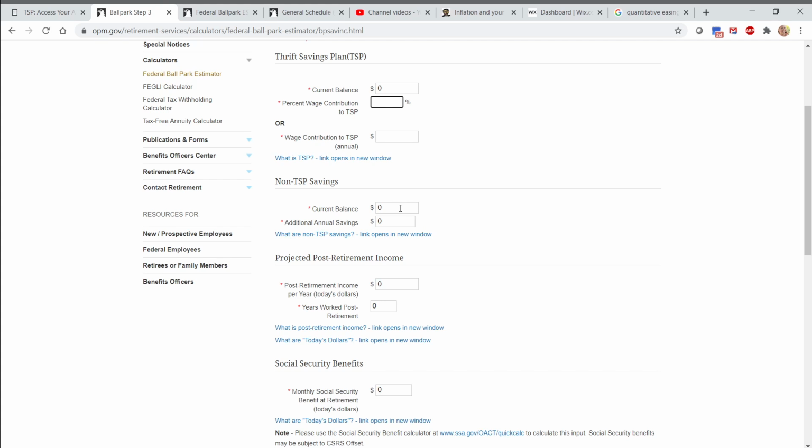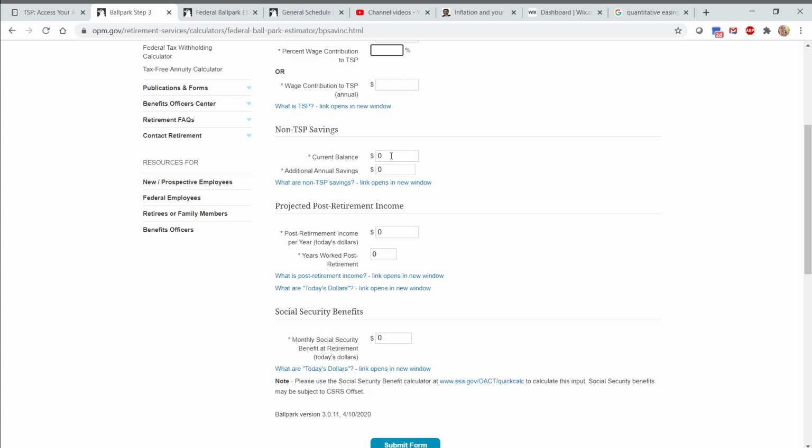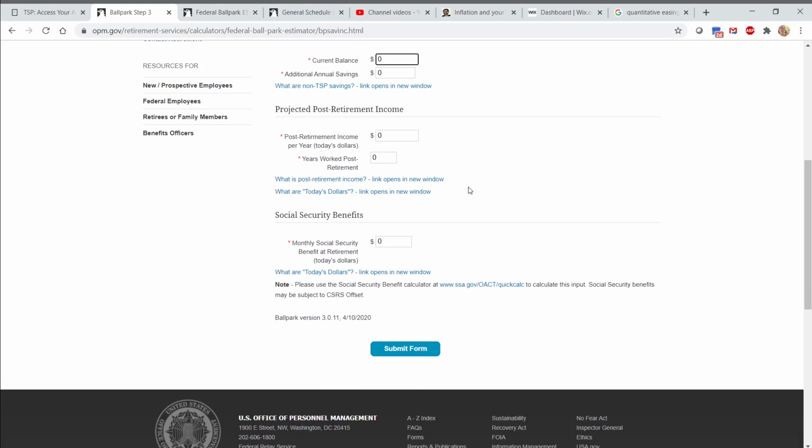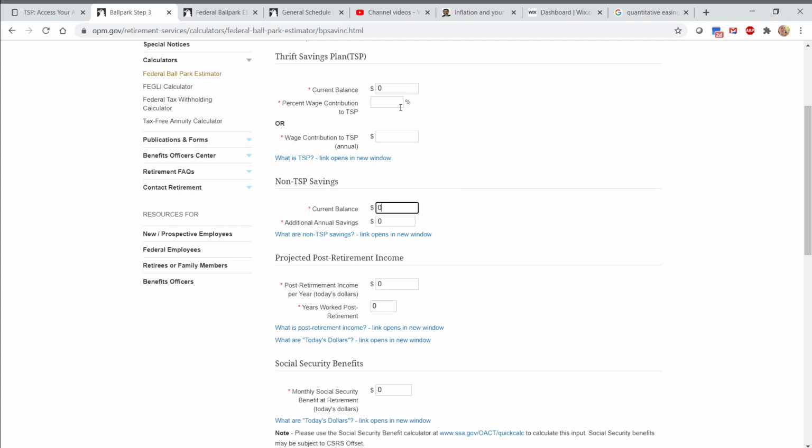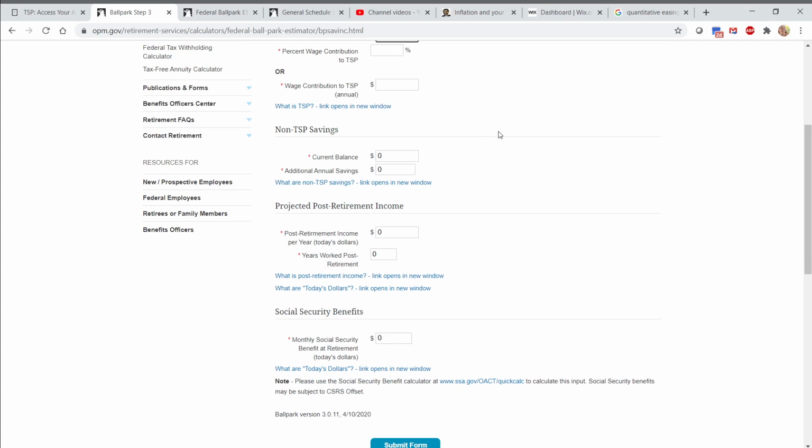Okay, this 25-year-old doesn't have any savings. So non-TSP savings, you don't have anything, so leave it 0. If you are a government employee that's been with the government for 15 years and you already have like 100,000 plus in your retirement like I do, and I was doing this calculator, I would put what my current balance is here. So that's the only difference between a new employee and someone that's been with the government for several years. So 0 for this example.